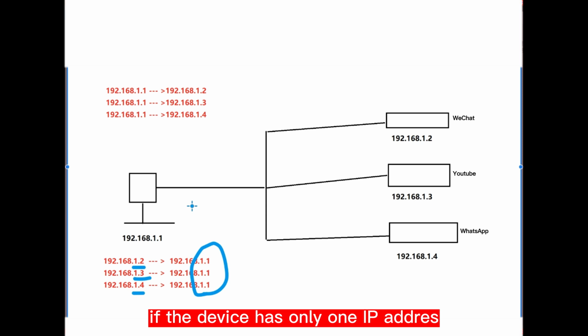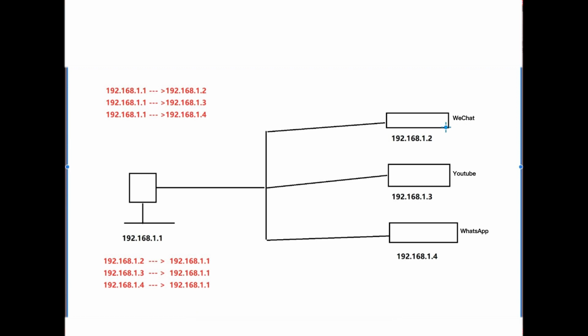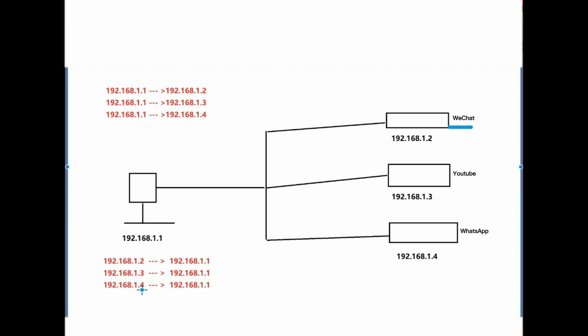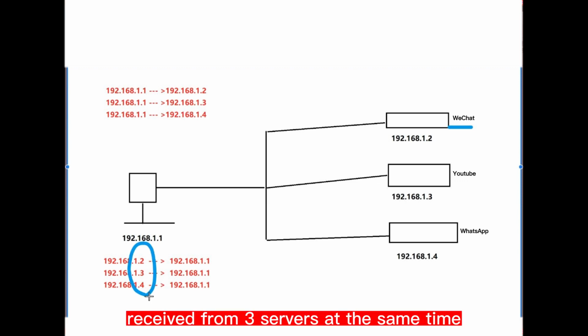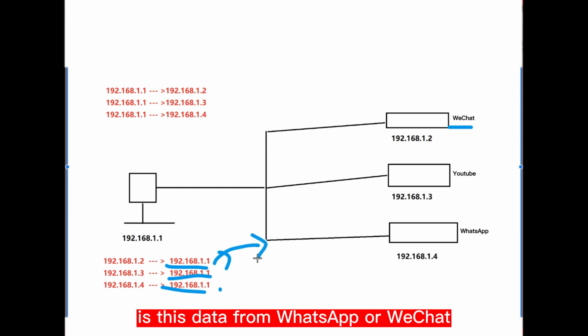If the device has only one IP address as an identifier, then here comes the problem. How exactly does the device now find what application this data corresponds to? For WeChat, the device initiates a data request, WeChat replied to it, no problem. But the device received replies from 3 servers at the same time. Is this data from WhatsApp or WeChat? Is this data from YouTube or WhatsApp? I can't say that WhatsApp's data to the device should be put in WeChat for processing.